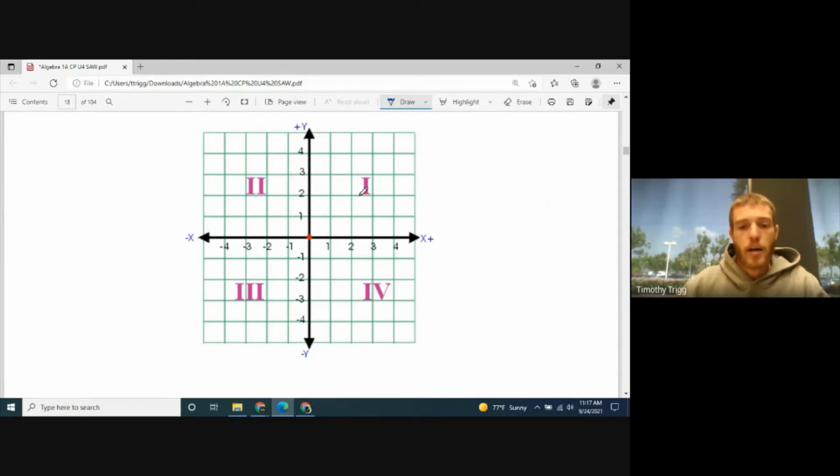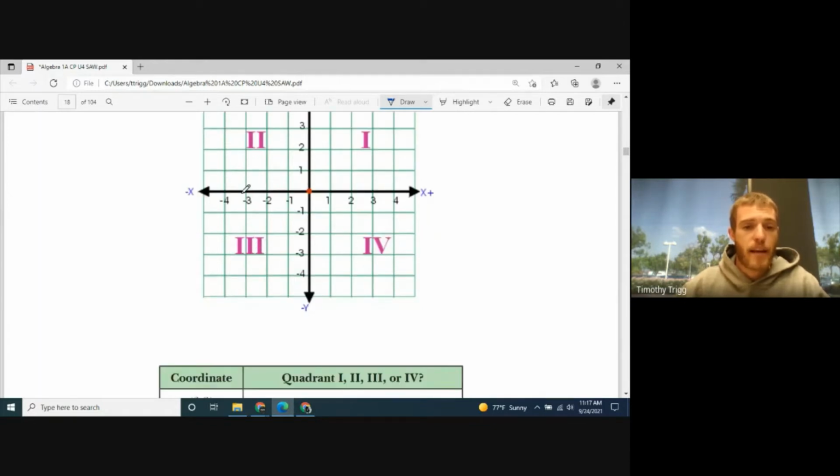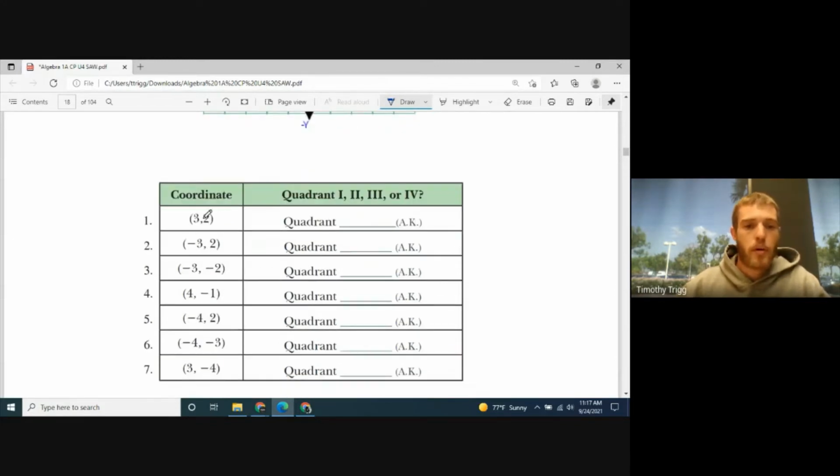Again, quadrant 1 has positive x values and positive y values. Quadrant 2 has negative x values and positive y values. Quadrant 3 has negative x values and negative y values. And quadrant 4 has positive x values, but negative y values. So when we look at a coordinate point, we want to say, what quadrant is it in? Right here it says, which quadrant are you in? 1, 2, 3, or 4.